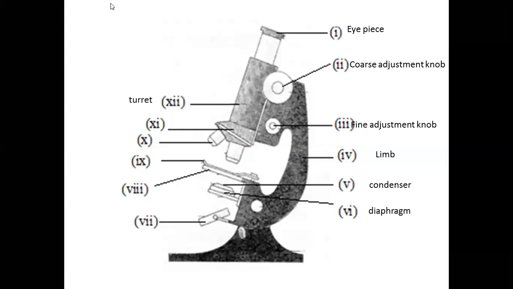Then we have the turret or body tube. Turret is also known as body tube. Then we have the revolving nose piece. Then, of course, those are the objective lenses. That is the clip, that is the stage, and of course, that is the mirror.